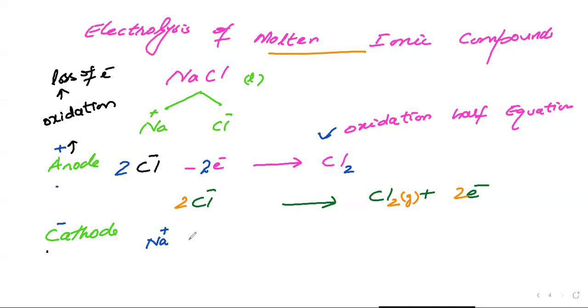And at cathode, what happens? Reduction. What is reduction? Gain of electron, addition of electron. So electron will be added here, and the sodium ion, after gaining electron, turns into sodium metal. So this is how we predict in case of molten ionic compound, which is much simpler.